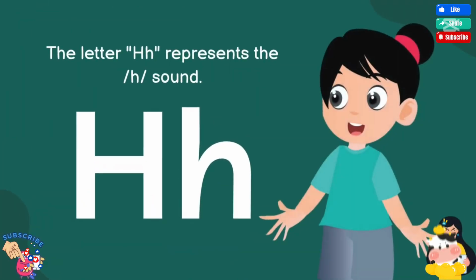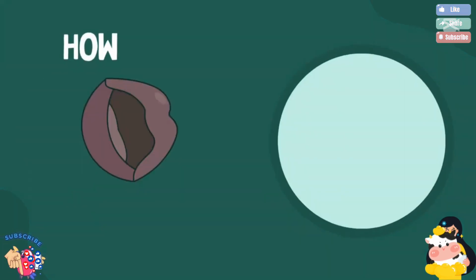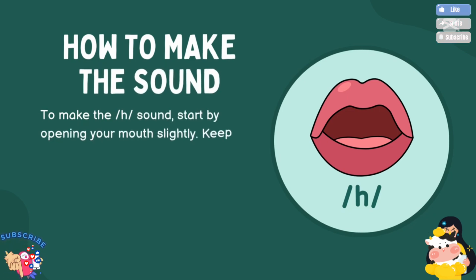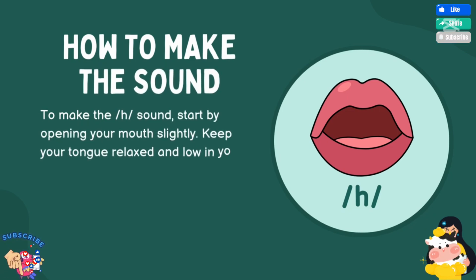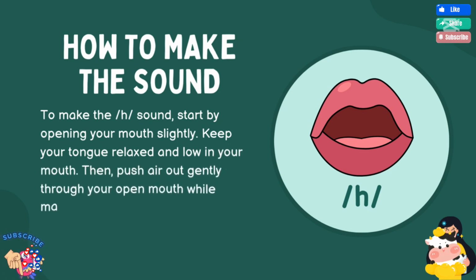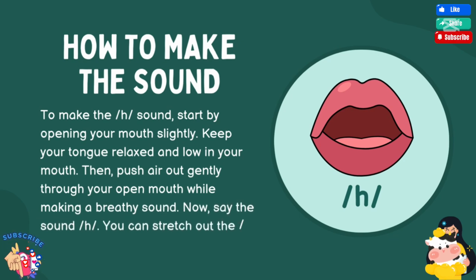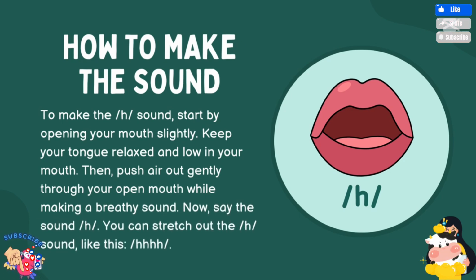The letter HH represents the H sound. How to make the sound. To make the H sound, start by opening your mouth slightly. Keep your tongue relaxed and low in your mouth. Then, push air out gently through your open mouth while making a breathy sound. Now, say the sound H. You can stretch out the H sound, like this, HHHH.